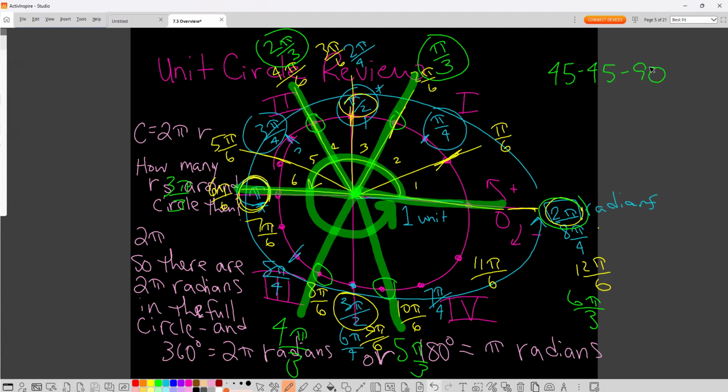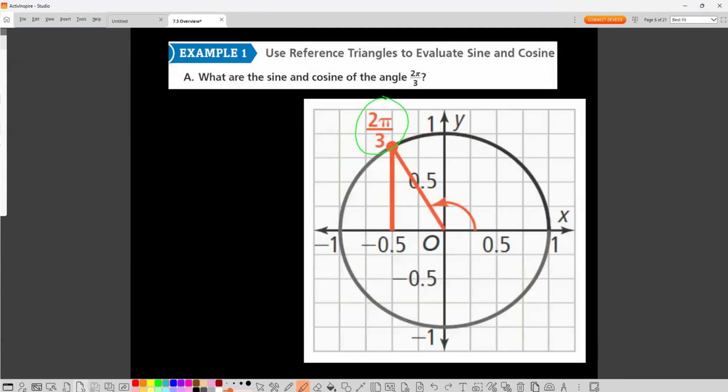Or all the rest of them, if it's laying down here, it's a 30, 60, 90 with the 30 down here. And if it's up here, it's a 30, 60, 90 with the 30 at the top. So all the way around, all you have is the two possibilities, 30, 60, 90 or 45, 45. So on this one, we've got a 60 down here, a 30 up here, 90 here.